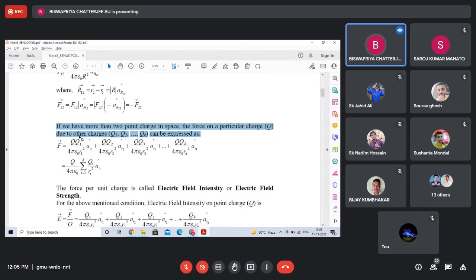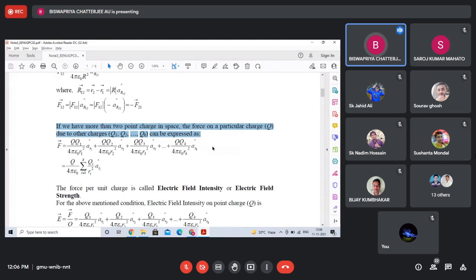The first term tells you the force on charge q due to charge q1. The second term tells you the force on charge q due to charge q2. And accordingly you see the distances remain different: r1 square, r2 square, r3 square. Similarly, the last charge, the kth charge, the force on q due to charge qk is represented by this. So it's a matter of superposition principle. You calculate one by one and then add all of them.